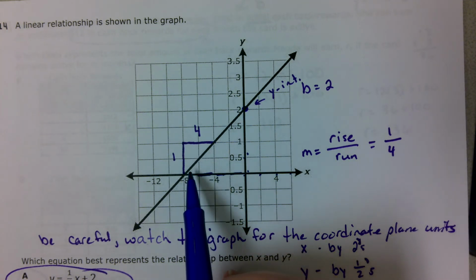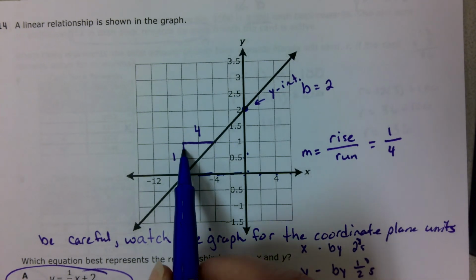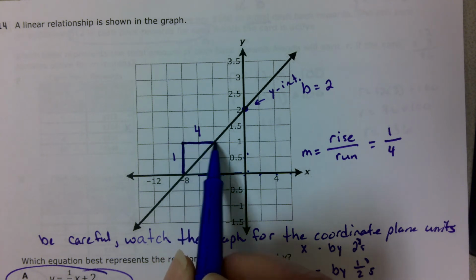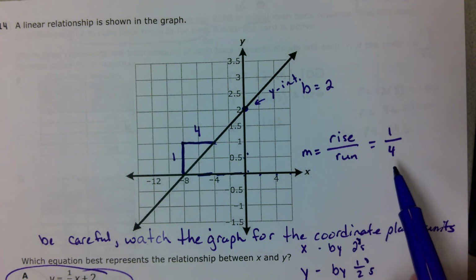So when I do my rise over run, I'm going to go up. I want a whole value here. I want up 1 and then over 2, 4. So rise over run is 1/4.